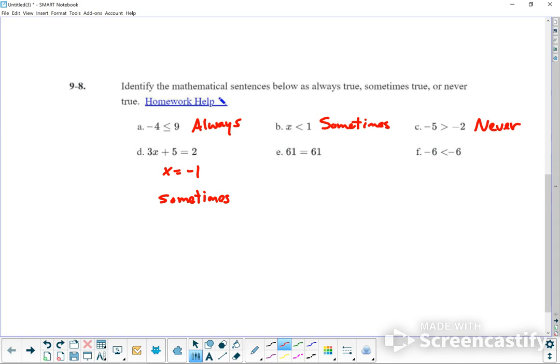Okay. Is 61 equal to 61? Yep, this is always. And is -6 less than -6? That is never. Okay.